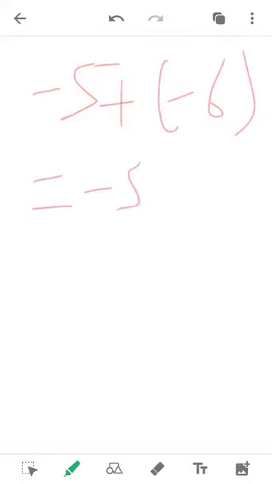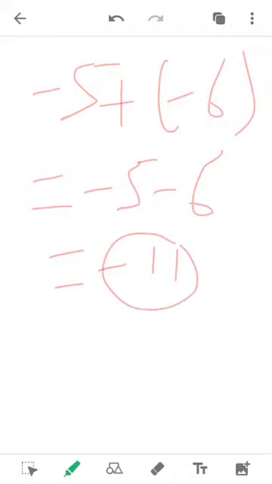Minus 5 plus minus 6 is equal to minus 11. It is also an integer. Here we can see addition operation is operated between minus 5 and minus 6, which are both integers, and we get an integer number, that is minus 11.